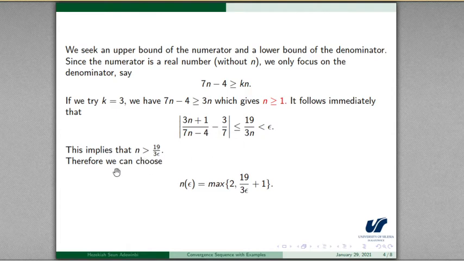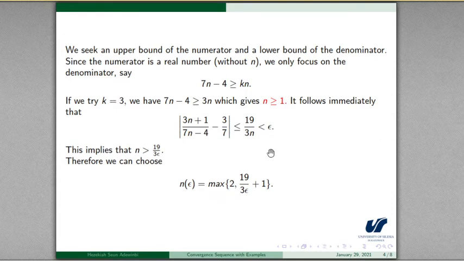Therefore, there are two conditions now: n greater than or equal to 1, and n greater than 19 divided by 3 epsilon. So N of epsilon will be the maximum of these. We add 1 to be on the safe side, and we also add 1 to this, which means that N of epsilon is equal to the maximum of 2, 19 divided by 3 epsilon, plus 1. So we can choose the maximum of this.